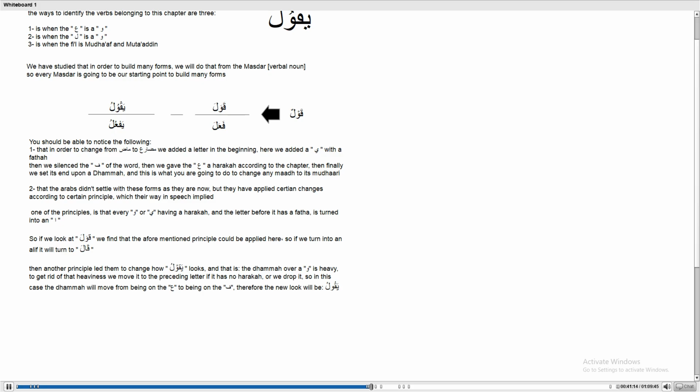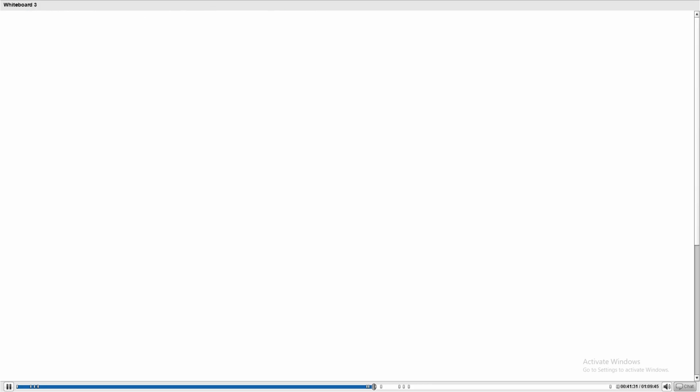Okay. Otherwise, these changes that are done because of harf al-illah, whether it is turning the harf into another letter or switching around the harakat, it remains the same. Okay, now let's take some other words.